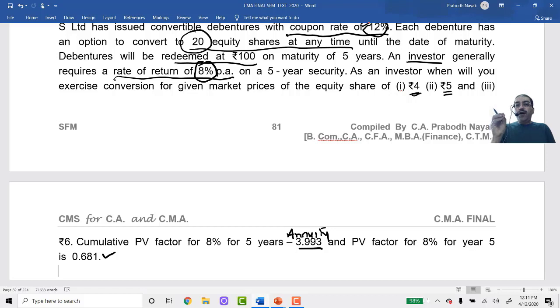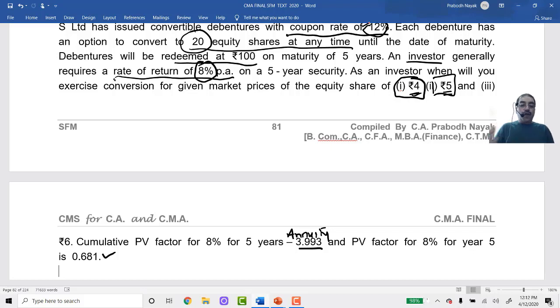Okay. So if a 100 rupee debenture is going to be converted into 20 equity shares, that means the value of each share will be 5 rupees. Now, if these 20 shares are sold when the market price is 4 rupees, then I will get back only 80 rupees. If these 20 shares are sold when the market price is 5 rupees, then I will get back exactly 100 rupees, 20 into 5. Therefore, there is no point in converting those debentures into equity shares. I will convert into equity shares only when I sell those 20 equity shares at a higher value. And that will be when I get 6 rupees per share.